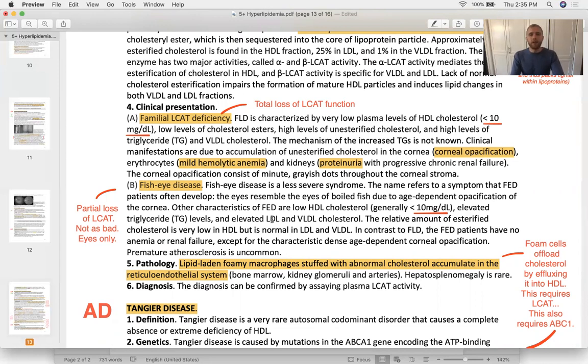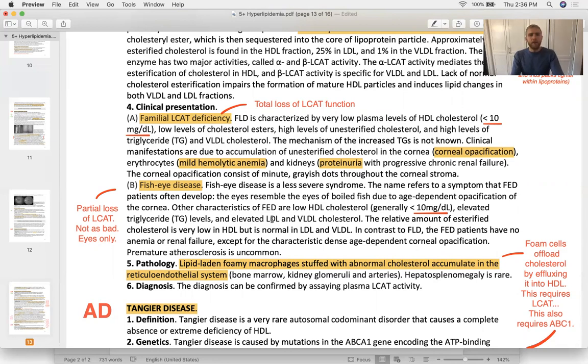The reason you get a hemolytic anemia is because if you don't have enough cholesterol in your body, being transported in your blood, then you're not able to produce membranes in mass amounts, and red blood cells need membranes to be able to survive.